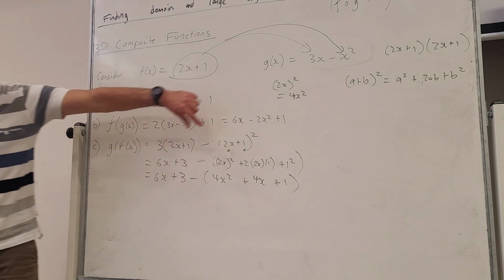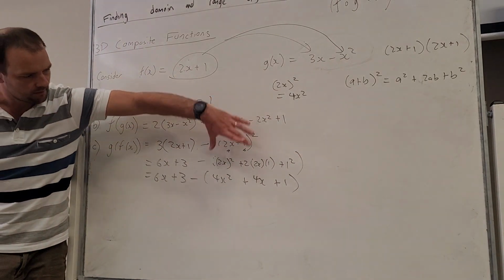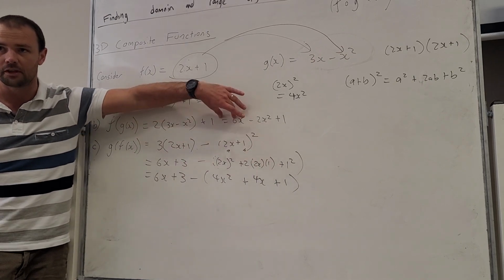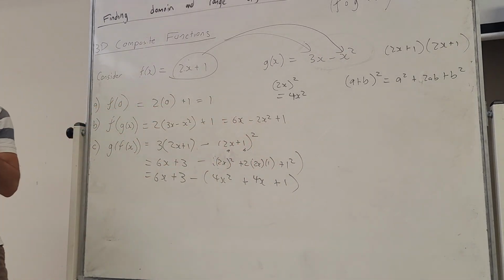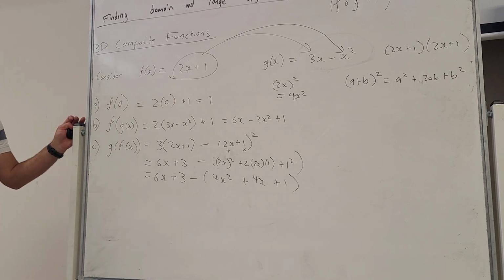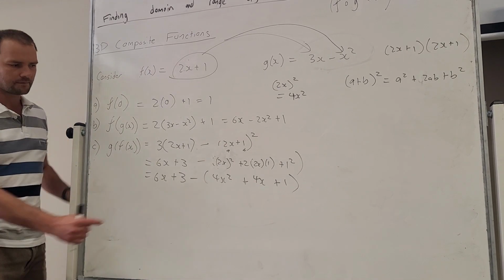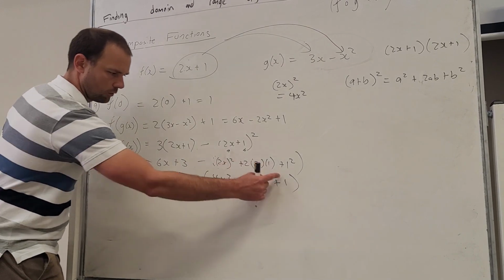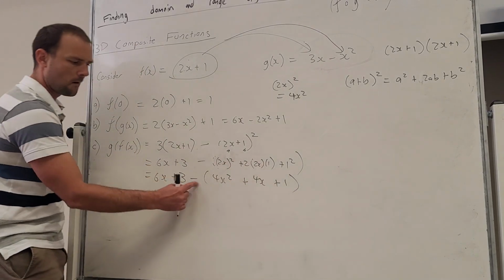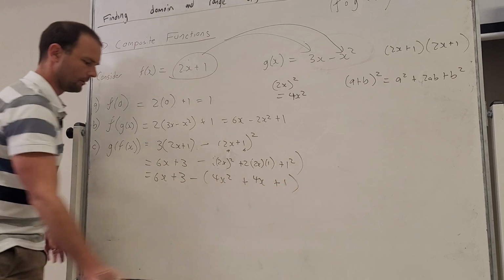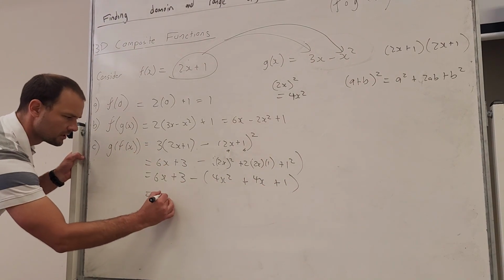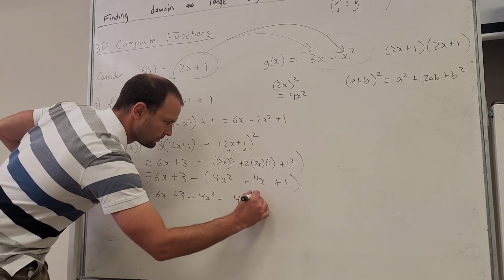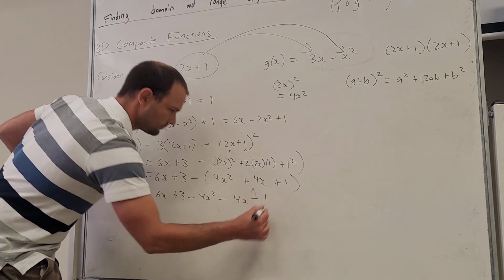Okay, so when you fully expand it, this is what it becomes. This and this are equal, they're just different ways of representing it. We've expanded it. Now what we have to do is that negative needs to distribute here, here, and here. All of those terms are going to become negative because this negative applies to all of them. It's out the front of the bracket. So we have 6x plus 3, take 4x squared, take 4x, take 1.